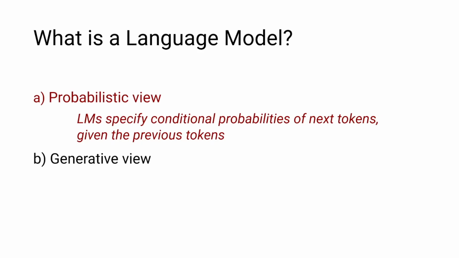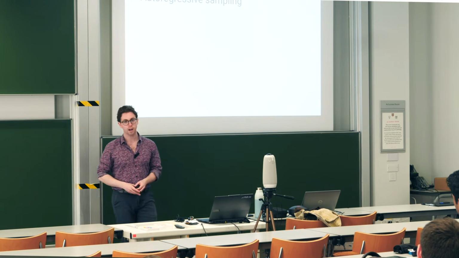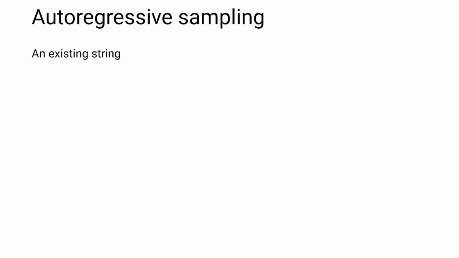Great. So the probabilistic view of a language model is that a language model specifies the conditional probabilities of next tokens given the previous tokens, right? And it's just a probabilistic mapping. Okay. Next, we're going to move on to the generative view. If you've played around with large language models through some interface, either ChatGPT or Claude, then this will be the view that you are more familiar with, that comes more naturally. So the generative view of language models is that once I have this probabilistic mapping, I can do an operation called autoregressive sampling. So I'm going to take an existing string, right?